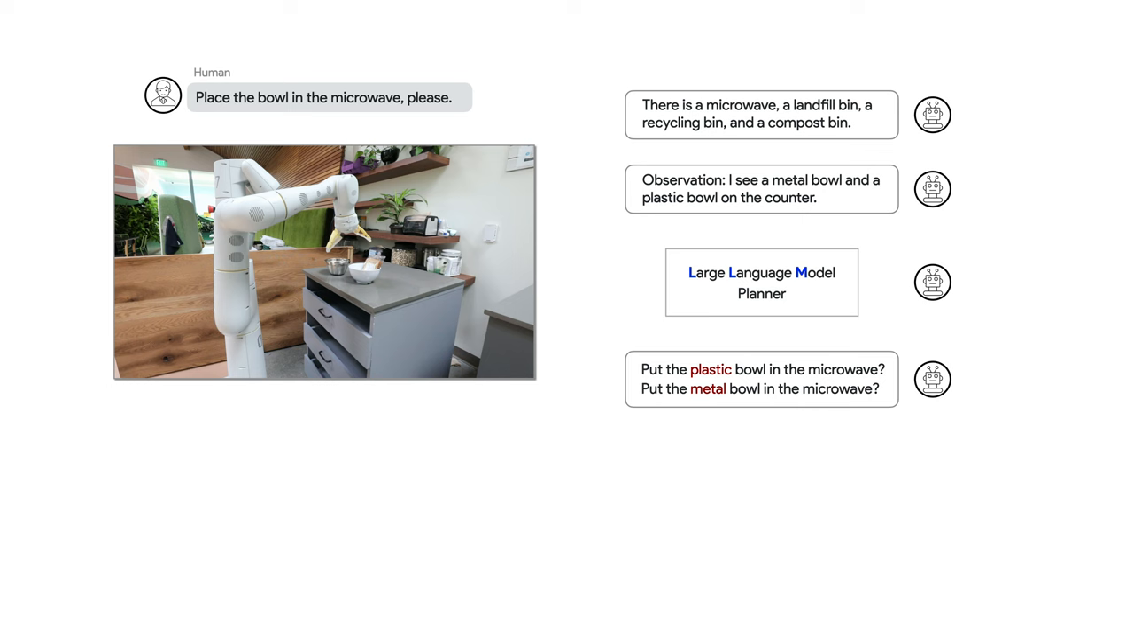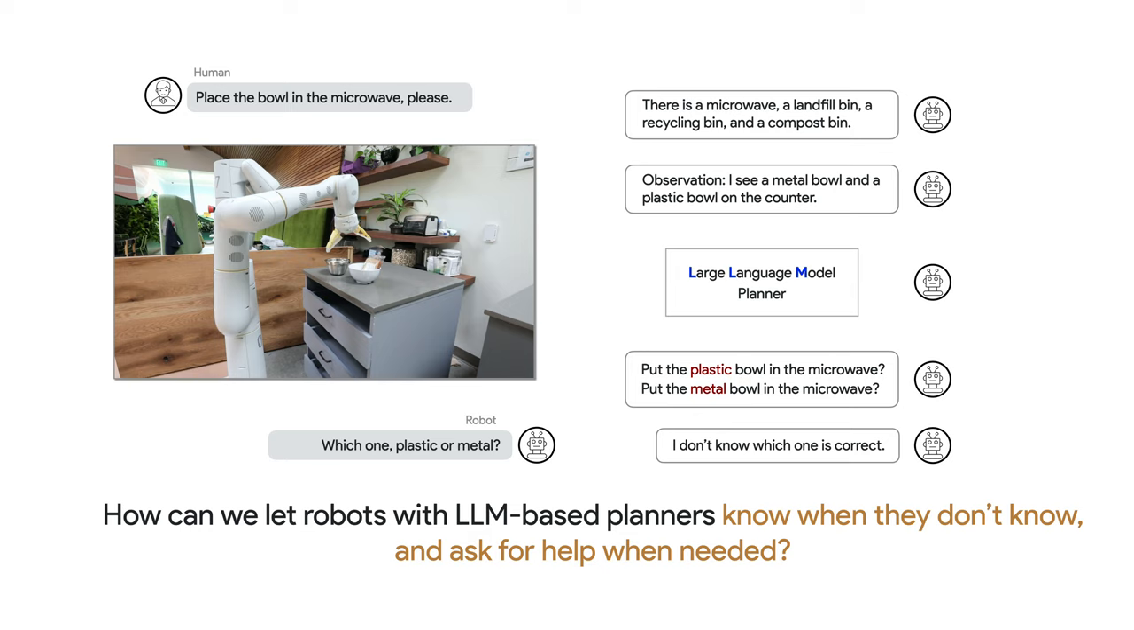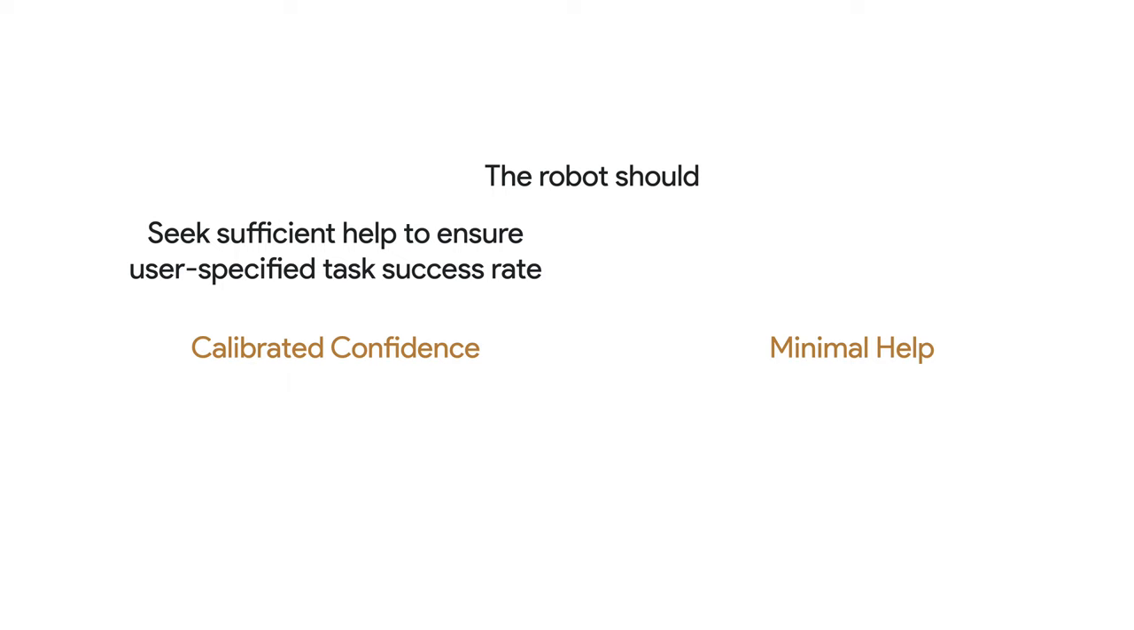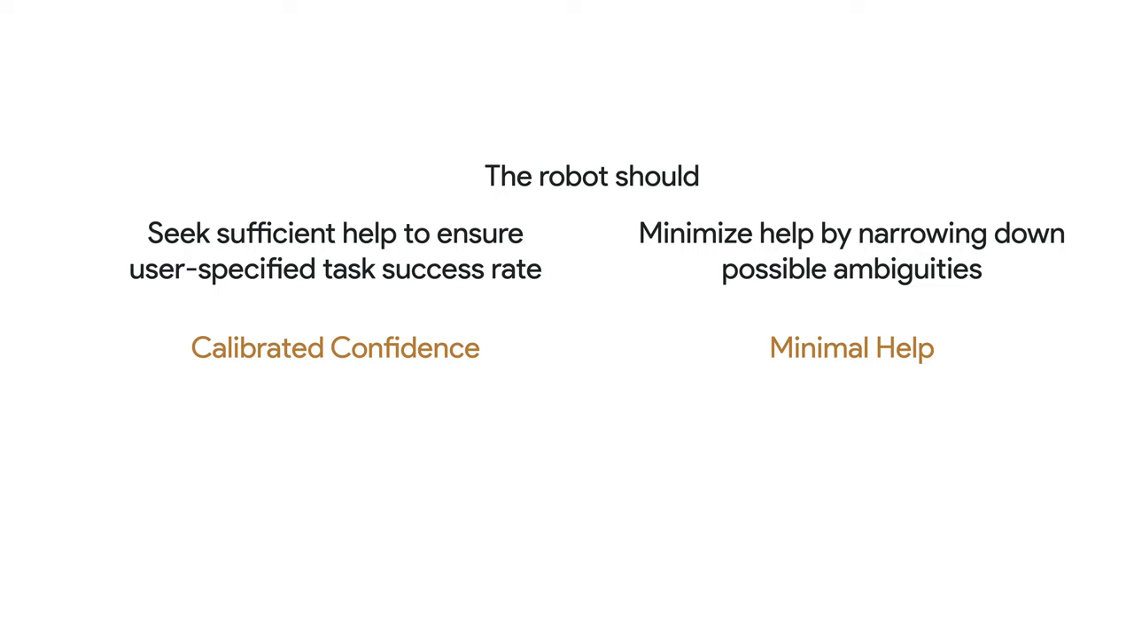In this work, we aim to address the problem: how can we let robots with large language model-based planners know when they don't know, and ask for help when needed? Thus, it is important for the large language model-based planner to understand its own uncertainty and know when to ask for help. There are two desired properties: calibrated confidence and minimal help. The robot should seek sufficient help to ensure the user-specified task success rate, while also minimizing the help by narrowing down possible ambiguities. Collectively, they achieve uncertainty alignment for the large language model-based planner.